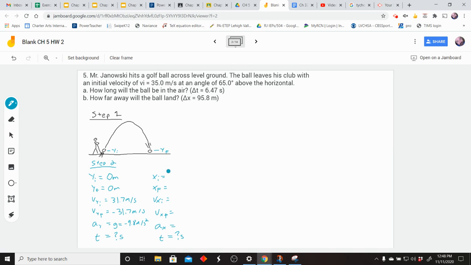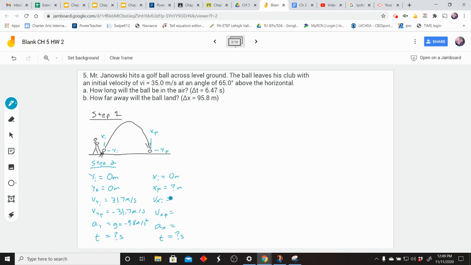Okay, now on to the x side. X initial. Where are we sideways at the beginning of this problem? So x initial. Just like usual, start with 0. Call that one 0. X final. Where are we sideways at the end of this problem? So that's over here. Well, it's definitely not 0. The ball has moved sideways. It's moved some distance. We don't know what this is. This is what we're trying to figure out in part B. So question mark meters.